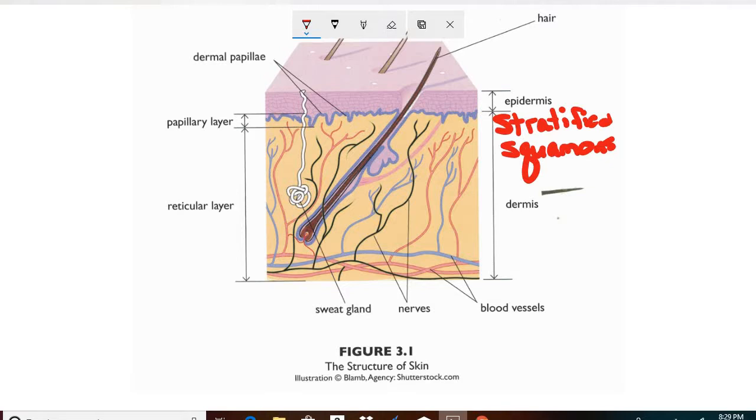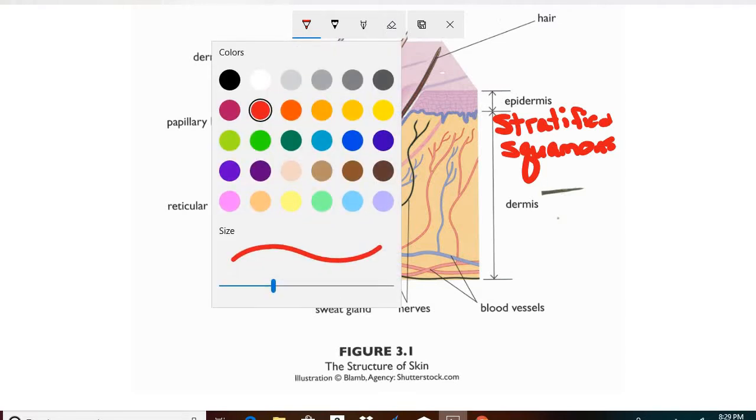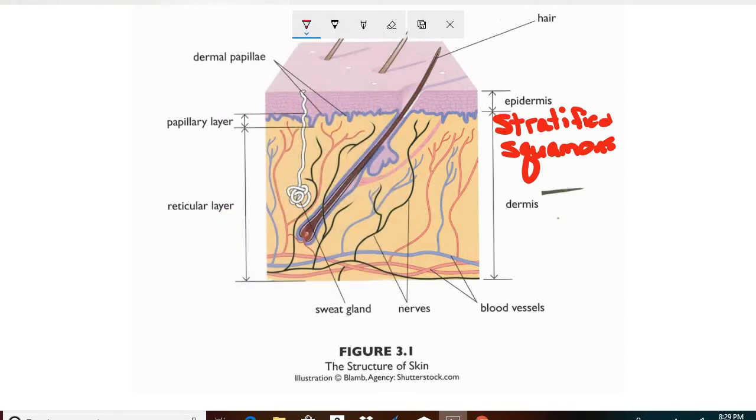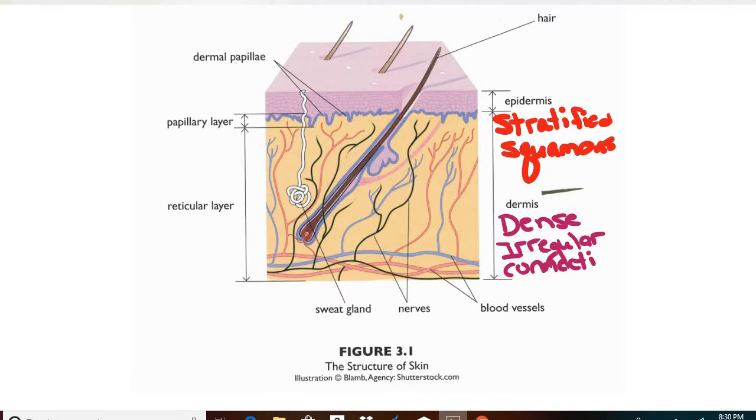Then the layer underneath that is called the dermis, and the dermis is made up of dense, irregular connective tissue. So it's the deeper layer of the skin.